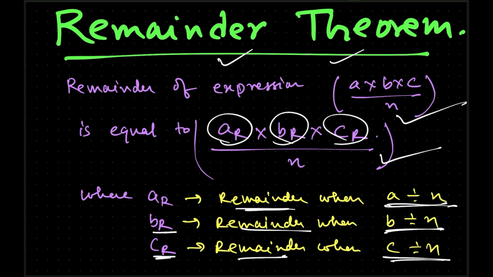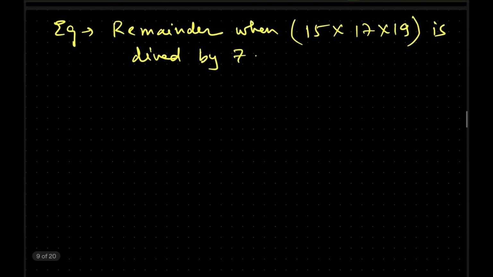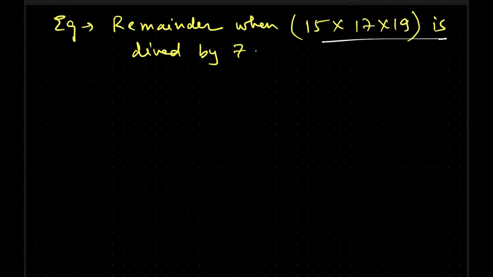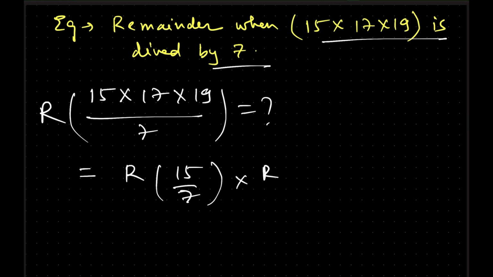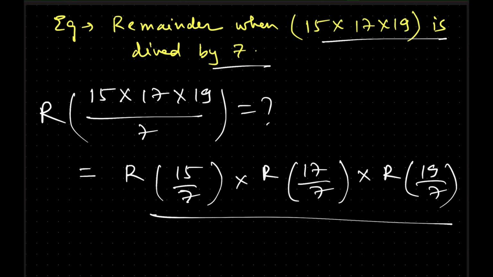So for better understanding, let's see an example. Suppose 15 into 17 into 19 is divided by 7, and we have to find the remainder of this. Its remainder will be equal to the remainder when 15 is divided by 7, times the remainder when 17 is divided by 7, times the remainder when 19 is divided by 7, all divided by 7. It will give the same remainder.